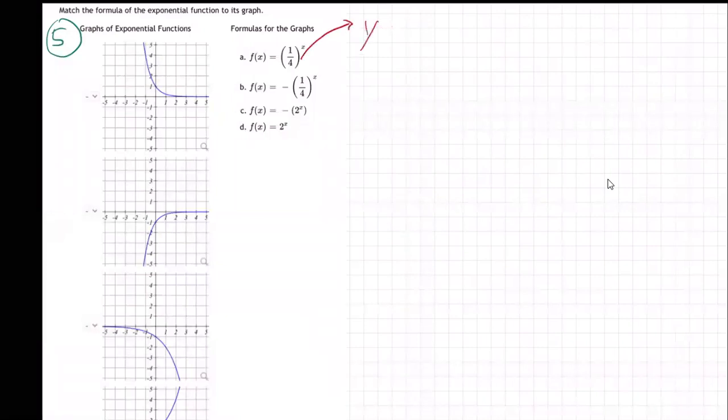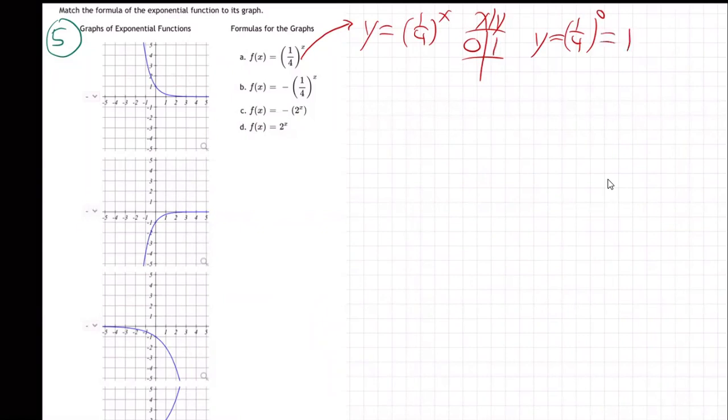This is y equals 1/4 to the x. I'm just going to make a little xy chart here. So start with 0, plug in 0. Y will equal 1/4 to the 0. Now remember the rule, a 0 power on anything just makes it 1. So that's 0, 1. Then plug in a 1. What do you get? 1/4 to the 1, which is just 1/4.